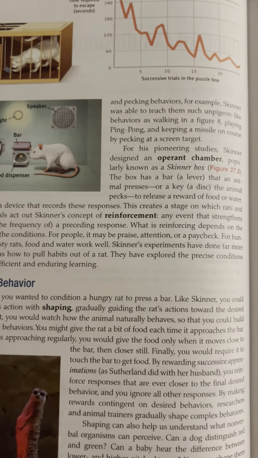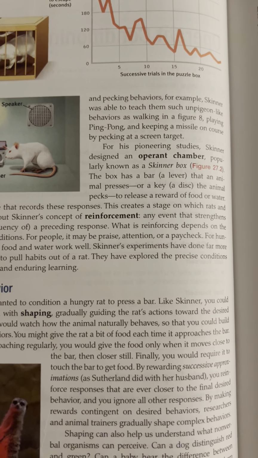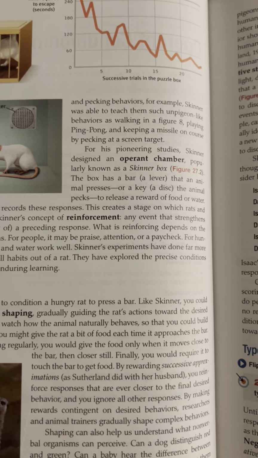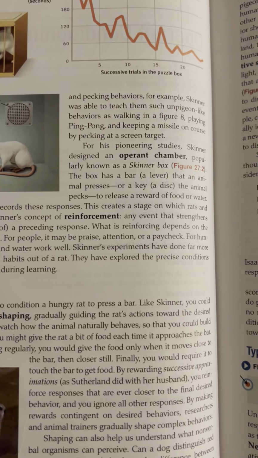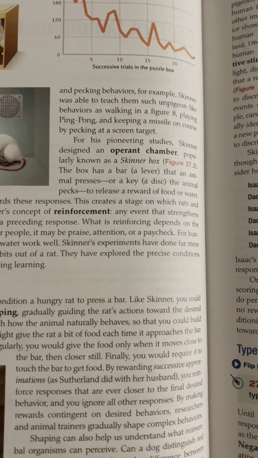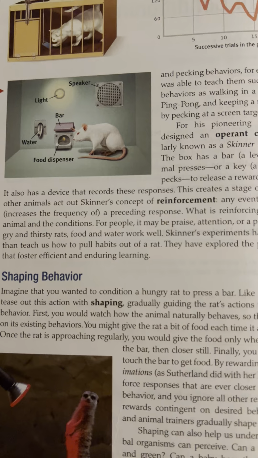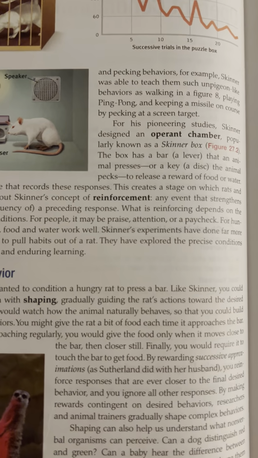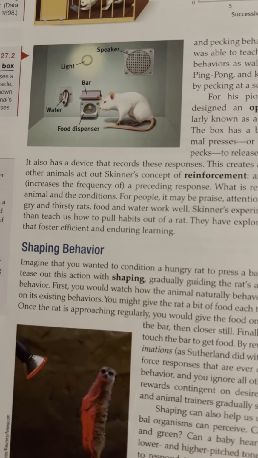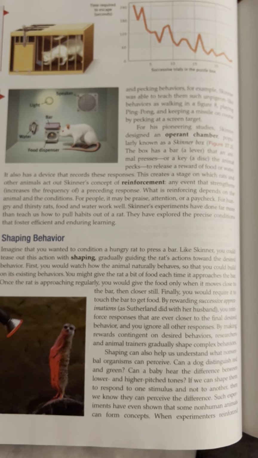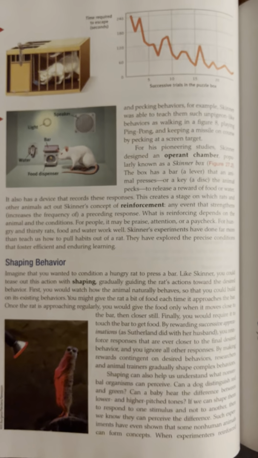There we go. For his pioneering studies, Skinner designed an operant chamber, popularly known as a Skinner box. The box has a bar, a lever that an animal presses, or a key, a disc that an animal pecks to release a reward of food or water. It also has a device that records these responses. This creates a stage in which rats and other animals act out Skinner's concept of reinforcement, any event that increases the frequency of a preceding response.